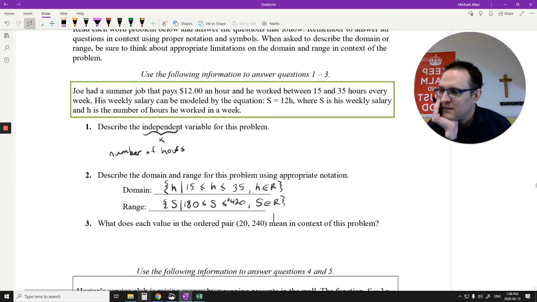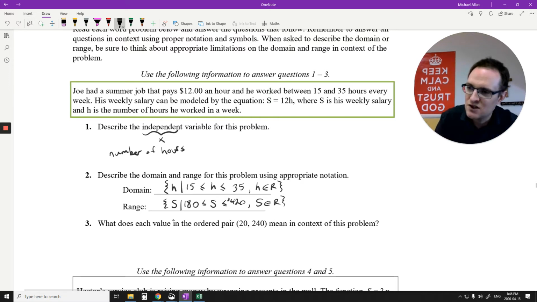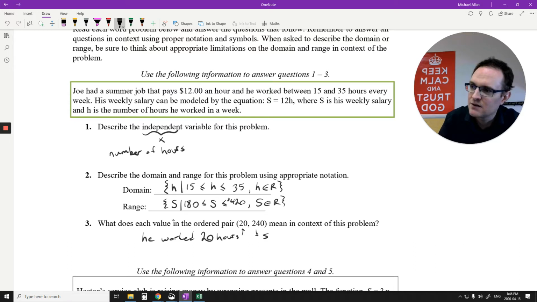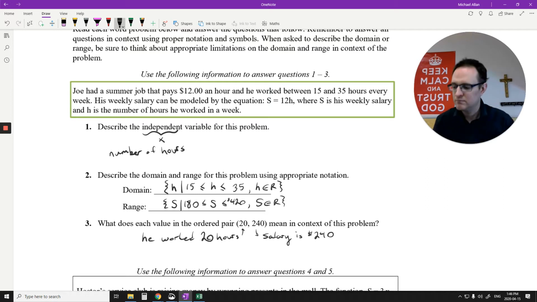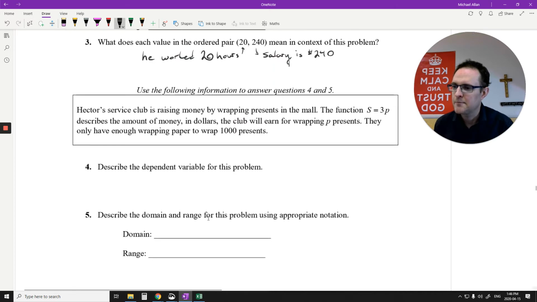What does each value in the ordered pair mean in the context of this question? So if I say 20 and 240, what this means is he worked 20 hours, because that's the first variable, and his salary is $240. Does that make sense? 20 times 12, yeah, 240.